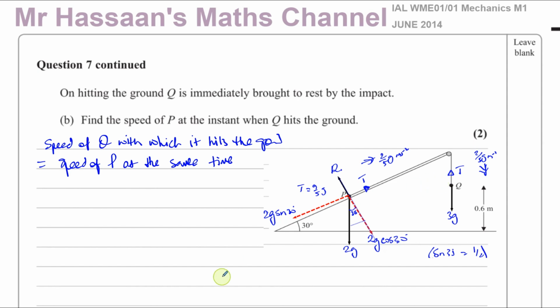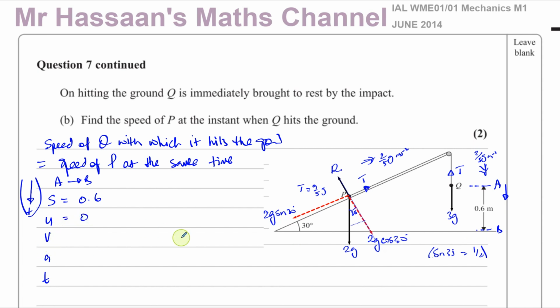Okay, so now we've got to find the speed with which Q hits the ground. So we have some information that will hopefully help us. I'm going to take down as positive because it's moving down. We're taking from this level to this level. Let's call it from A to B, what I've labeled there. So the displacement is going to be positive 0.6 meters because we're taking down as positive. It's going down from there to there.